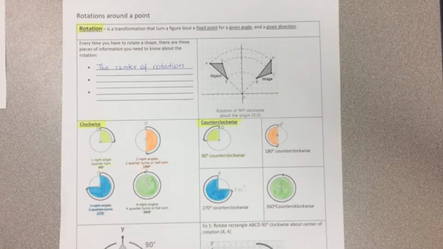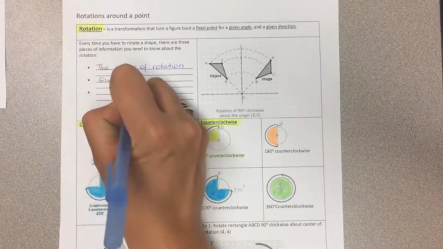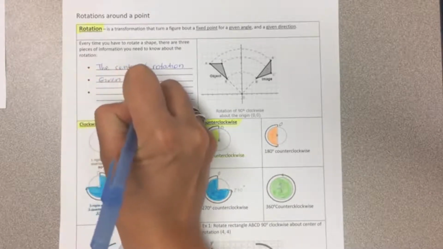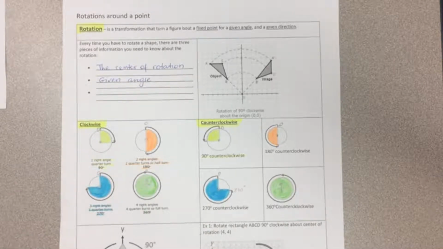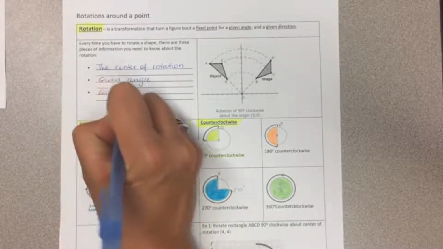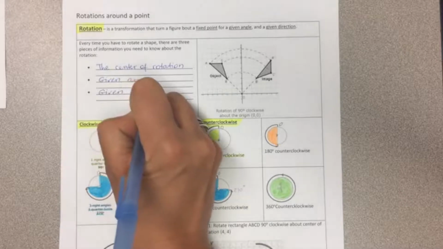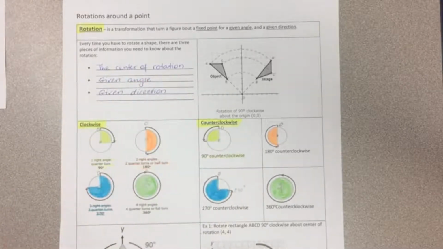that's the point where the motion begins; the given angle, which means how many degrees to rotate; and then what direction. In other words, which way to rotate.